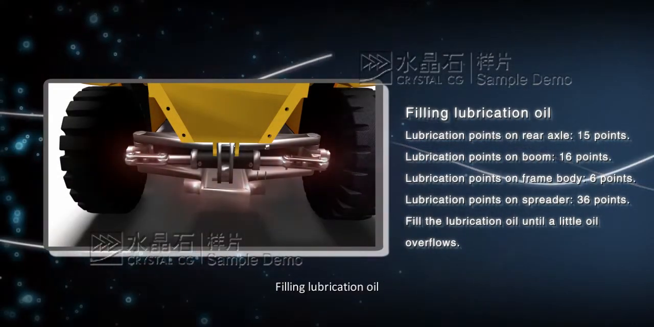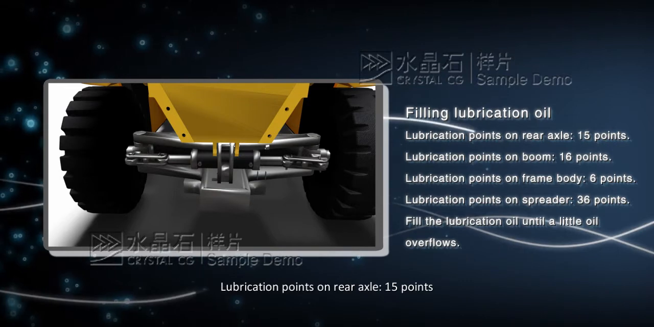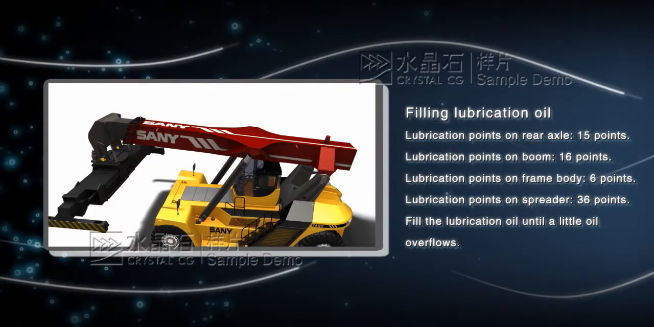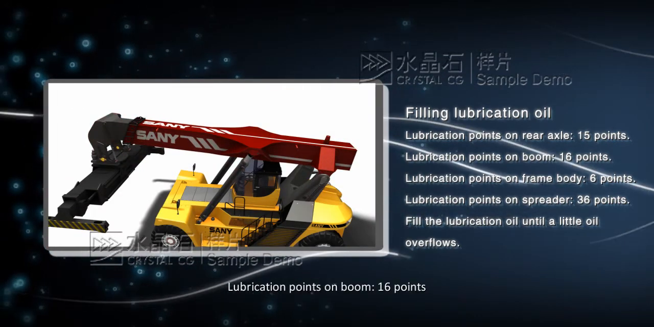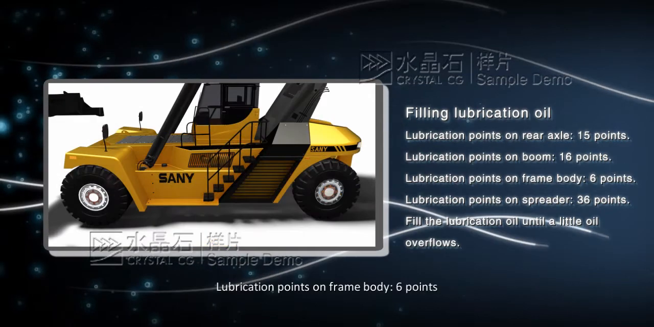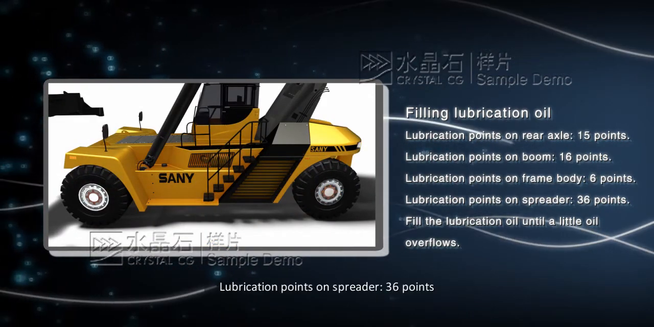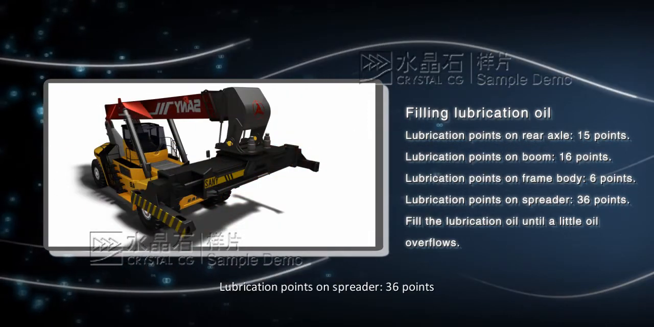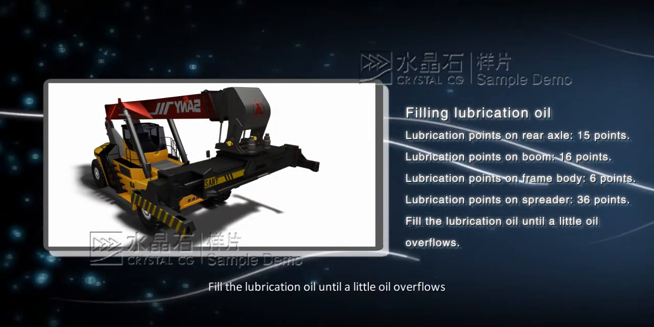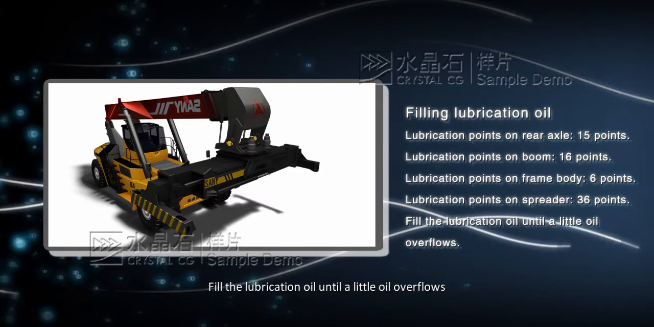Filling lubrication oil. Lubrication points on rear axle, 15 points. Lubrication points on boom, 16 points. Lubrication points on frame body, 6 points. Lubrication points on spreader, 36 points. Fill the lubrication oil until a little oil overflows.